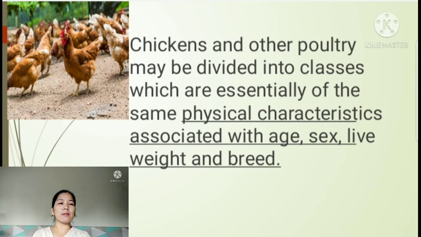Chicken and other poultry may be divided into classes which are essentially of the same physical characteristics associated with age, sex, live weight, and breed. Dito sa atin sa barangay, kilala ninyo, lalo na yung mga mahilig magsabong, alam nila yung iba't ibang lahi ng manok. Ano-ano nga yung alam ninyong lahi ng manok? Meron tayong tinatawag na Texas, may lemon, at iba pa. Depende sa lahi ng manok, yung kanyang timbang, edad, sex, live weight, and breed.